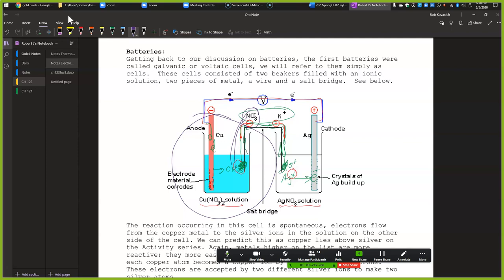So what's happening over here? Two electrons just entered this side of the beaker. So how does the battery neutralize the fact that this side over here became negative two? It sends in two potassium ions to cancel that out. So the salt bridge neutralizes the charge differential. You okay with that?